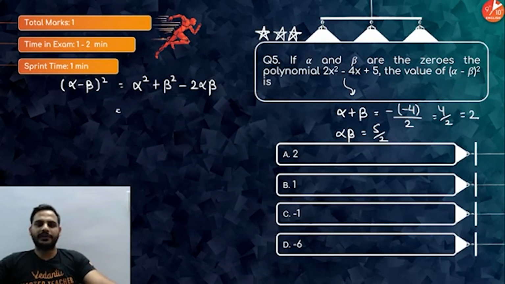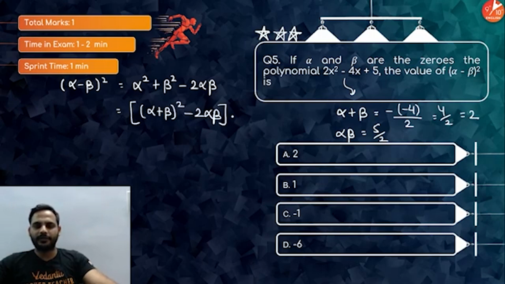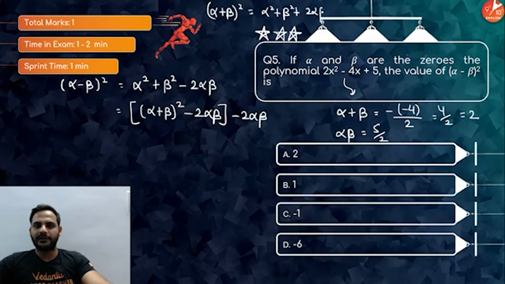Now look, we have learnt that alpha square plus beta square can be written as what? Alpha plus beta whole square minus 2 alpha beta. Just follow the previous sessions, you will get to know it. If you don't know, remember, alpha plus beta whole square is alpha square plus beta square plus 2 alpha beta. Shift plus 2 alpha beta over there, you'll be getting alpha square plus beta square as alpha plus beta whole square minus 2 alpha beta.